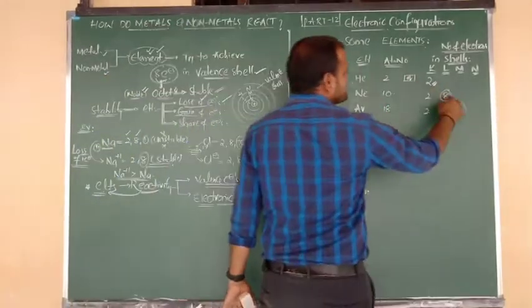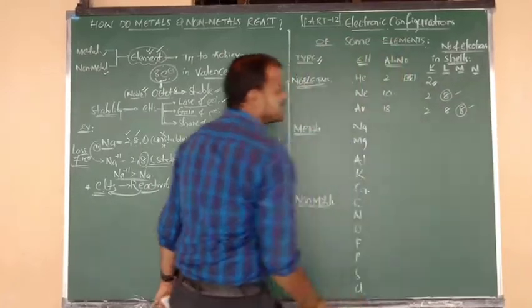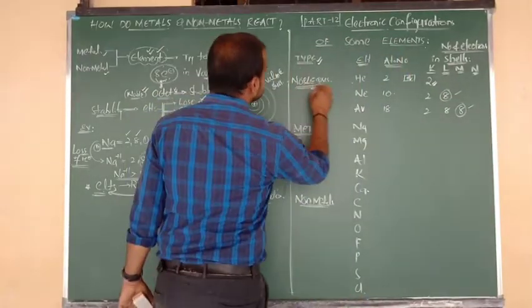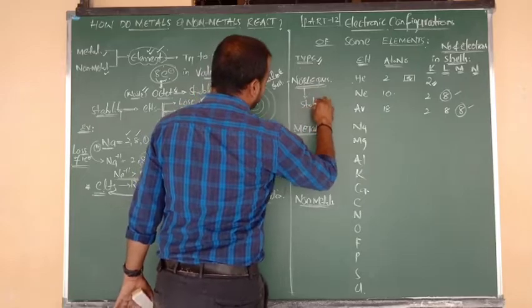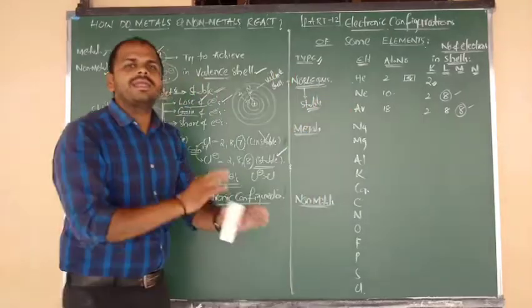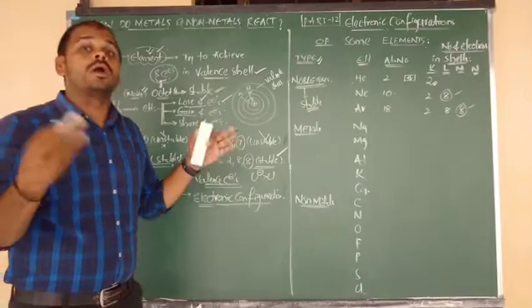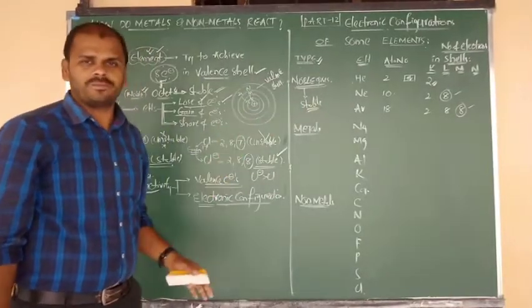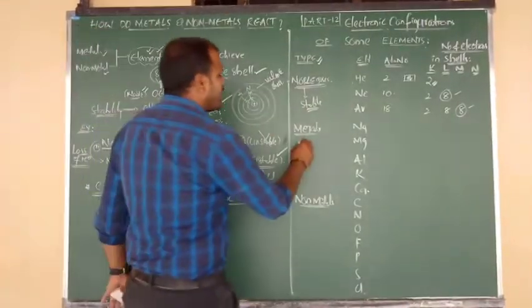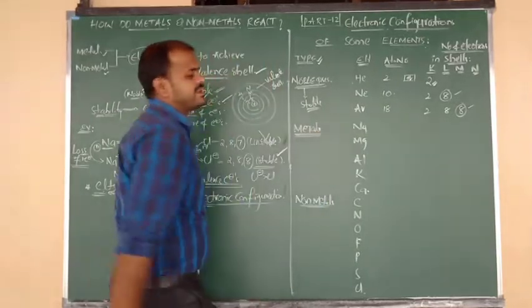So due to the presence of such octet configuration, we say that they are the noble gases, and they are highly stable in nature, and they do not show any type of reactivity. They are very less reactive because they are very stable in nature. Okay?